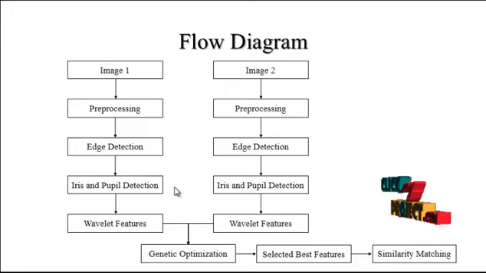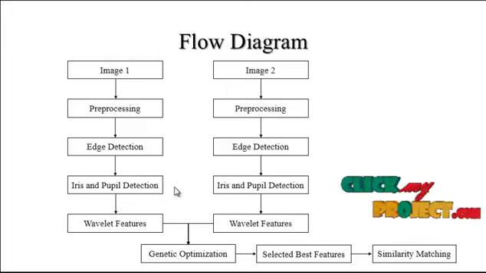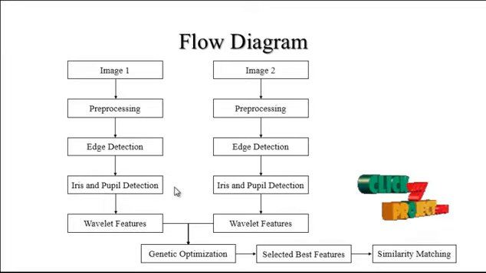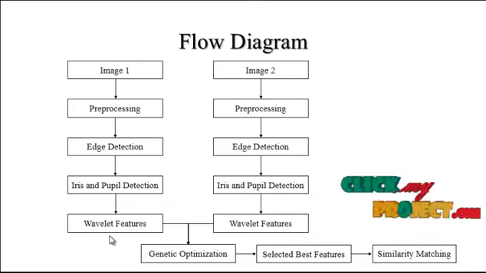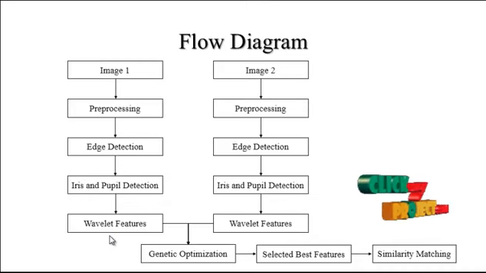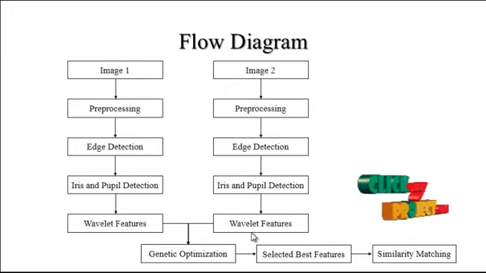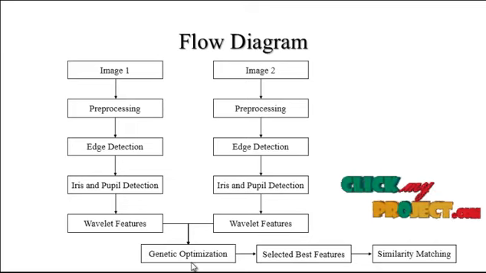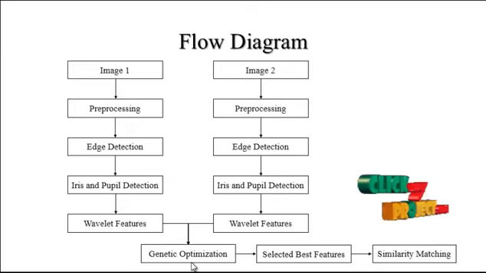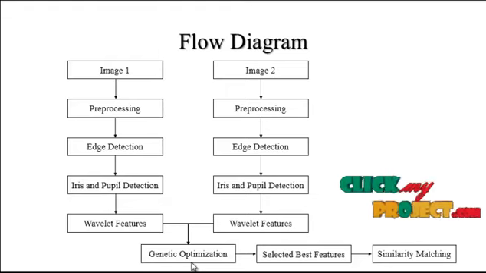After the iris and pupil detection, we have to extract the features. For extracting the features, we are using wavelet features to extract the features from the image. So we are using the DWT based wavelet features to extract the features from both the left and right eyes. After extracting the features, we are going to use the genetic algorithm for the optimization process. In this optimization process, both the features are optimized by using the genetic algorithm.